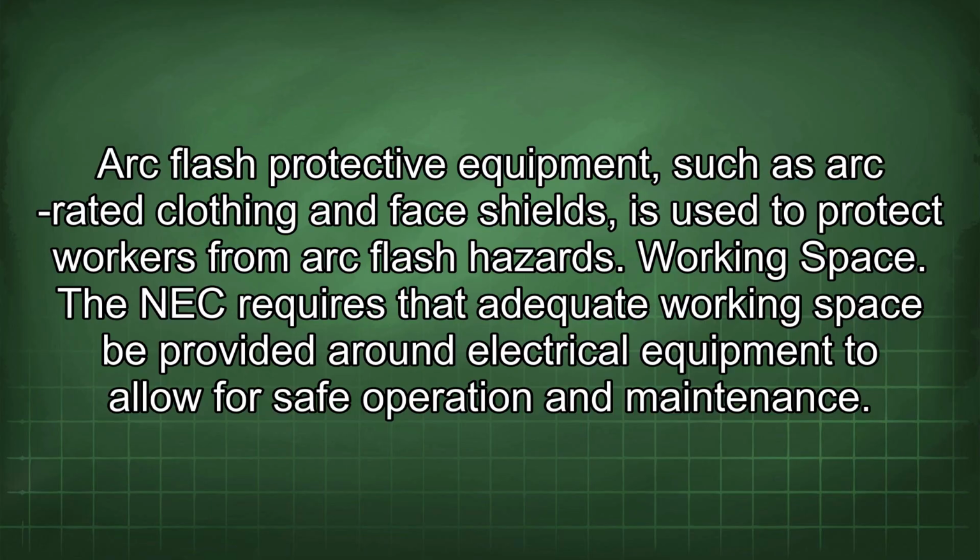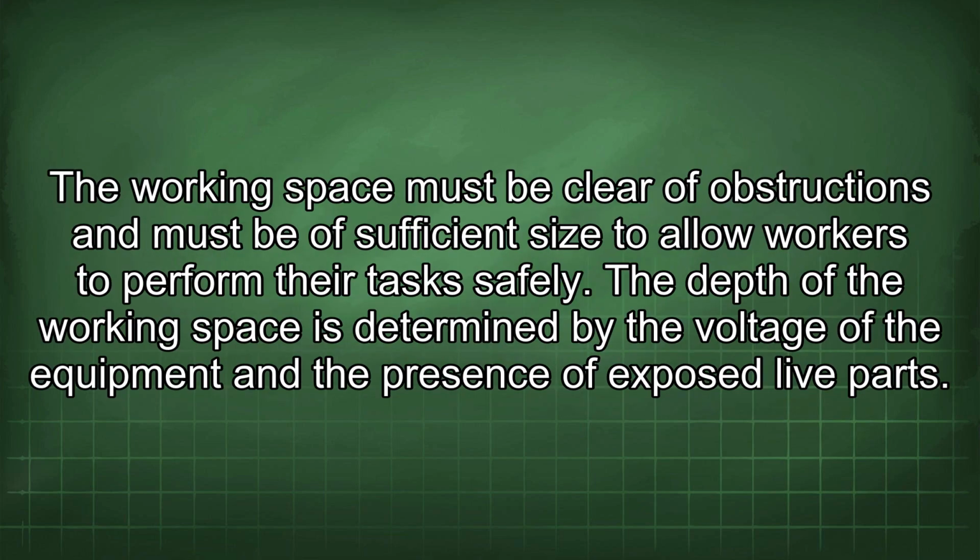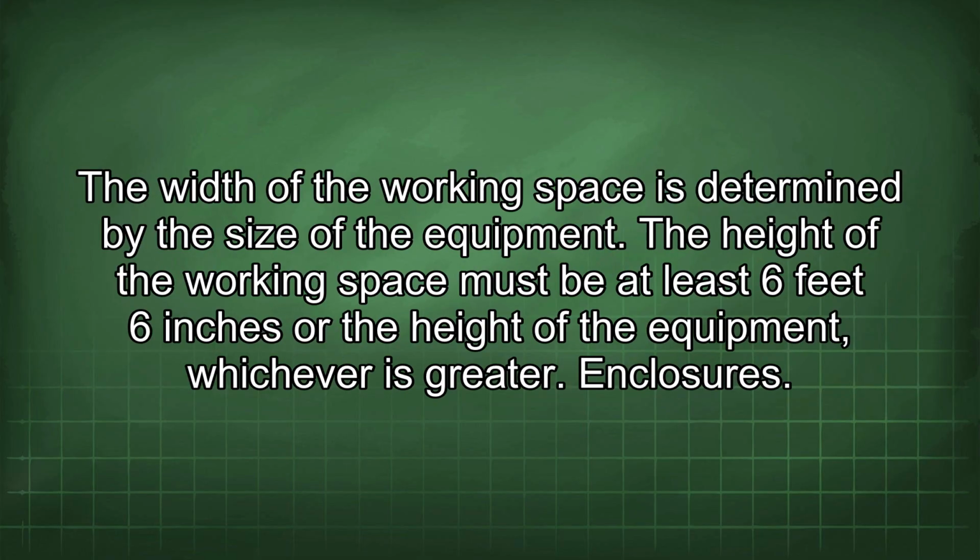Working space. The NEC requires that adequate working space be provided around electrical equipment to allow for safe operation and maintenance. The working space must be clear of obstructions and must be of sufficient size to allow workers to perform their tasks safely. The depth of the working space is determined by the voltage of the equipment and the presence of exposed live parts. The width of the working space is determined by the size of the equipment. The height of the working space must be at least 6 feet 6 inches or the height of the equipment, whichever is greater.